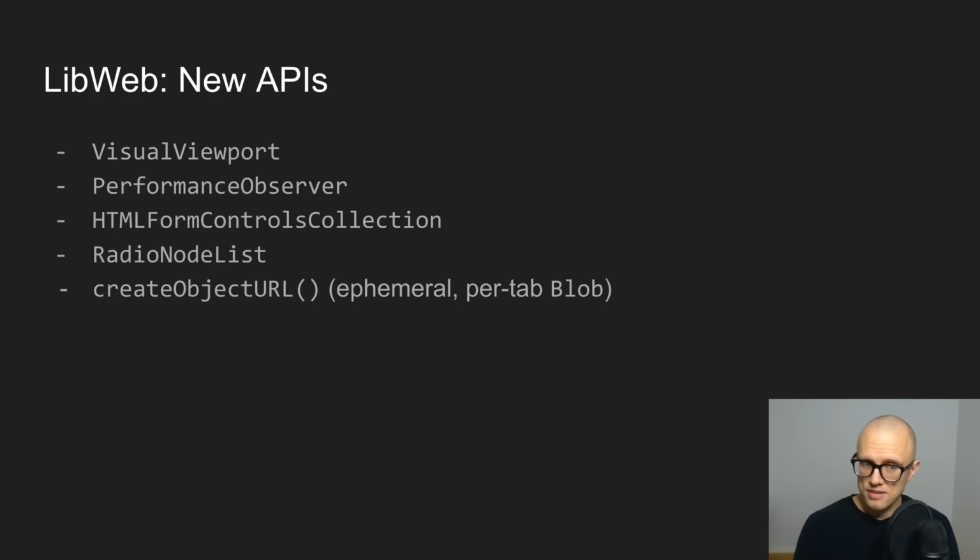We've added a bunch of new APIs this month to the web platform implementation. We added visual viewport, that was me, which is an API for inspecting where the scrollable viewport is currently on the page if you scroll down or to the side. Luke implemented performance observer, which is mostly used by ads and trackers and stuff like that, but even so, it is important to have. And then Shannon implemented HTMLFormControlsCollection and RadioNodeList. And finally, Tim did createObjectURL and I guess also revokeObjectURL.